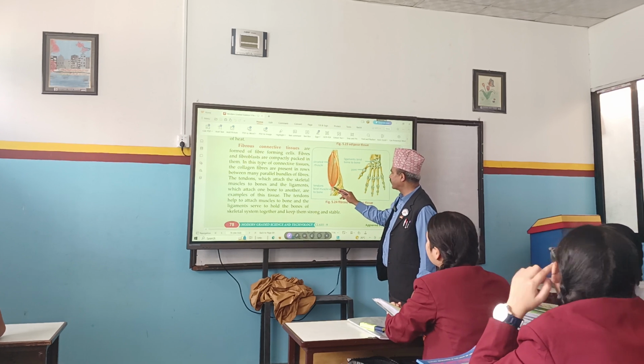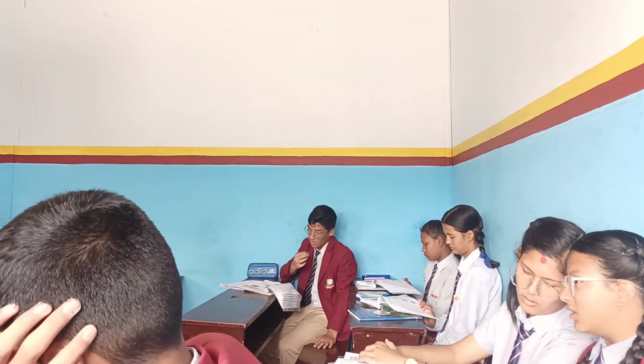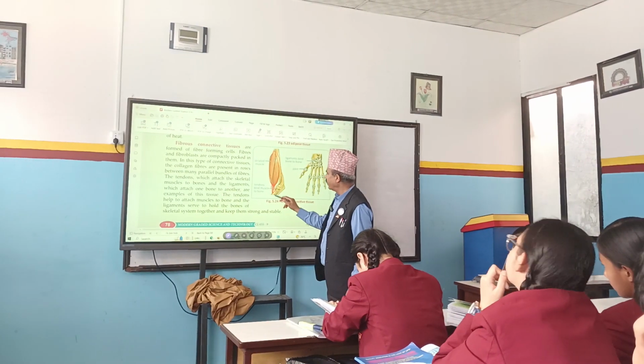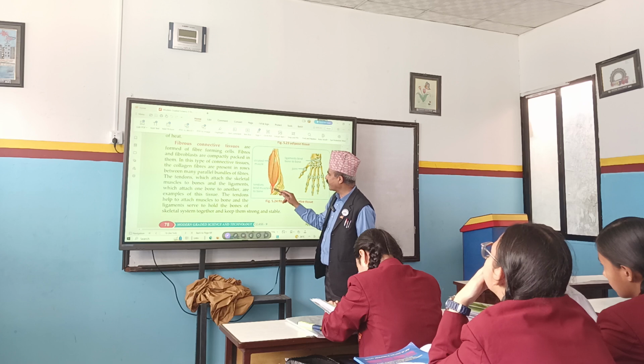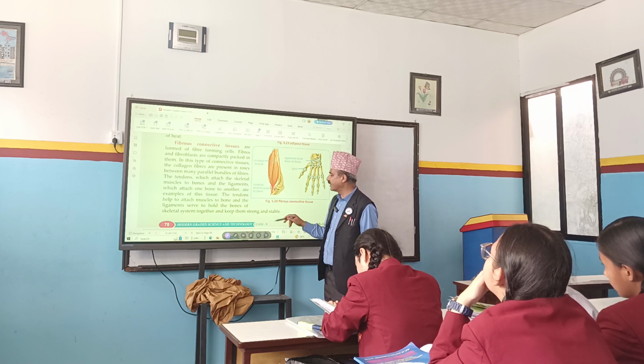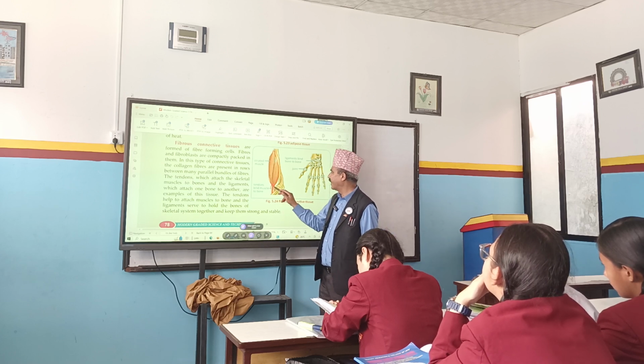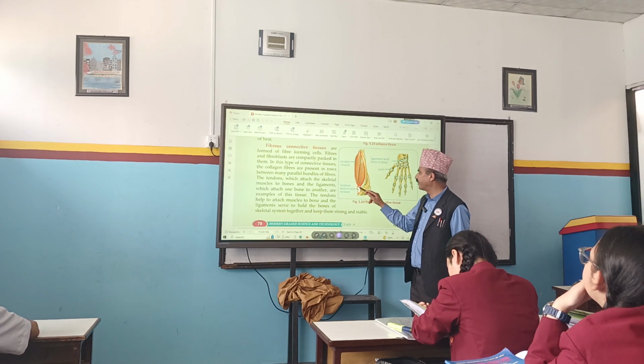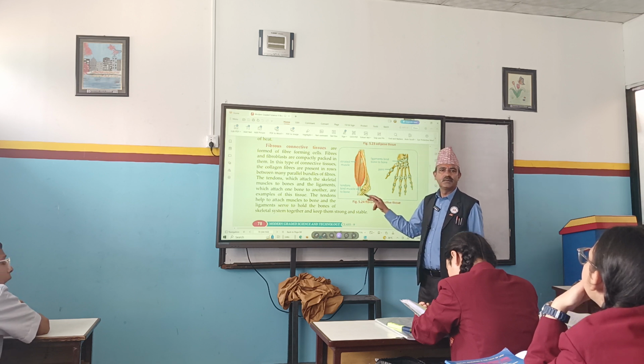Tendon. Here, you can see here. Here is muscle, here is white substance. Can you see or not? Muscle and bones, they are connected by one tissue. What is that tissue called? Ligament. So, no, not ligament, tendon. So, the main function of tendon is to connect bone and muscle.